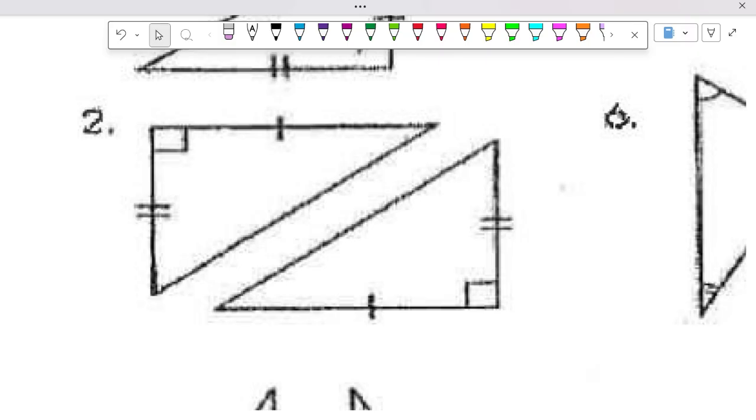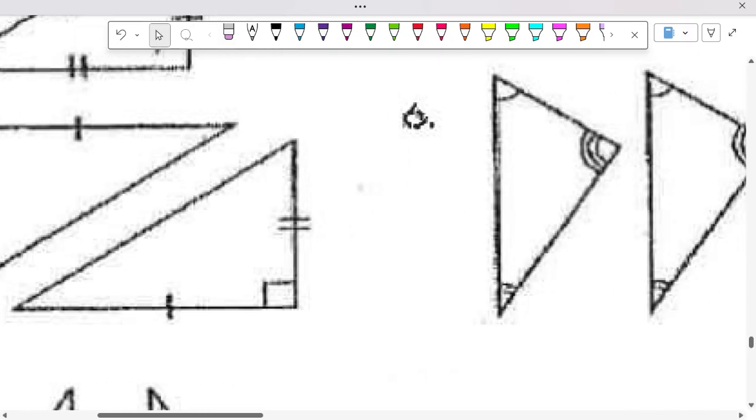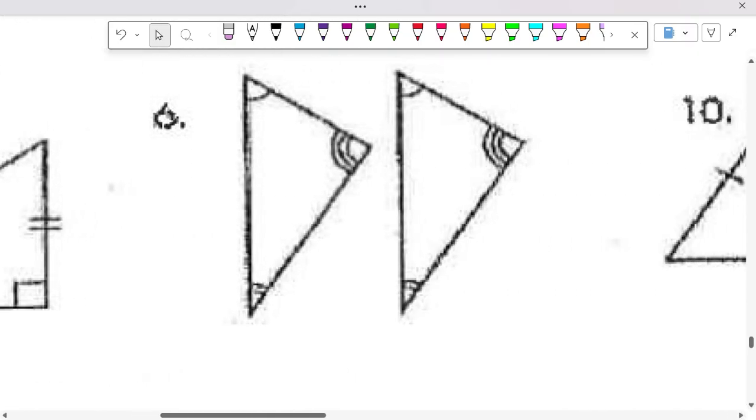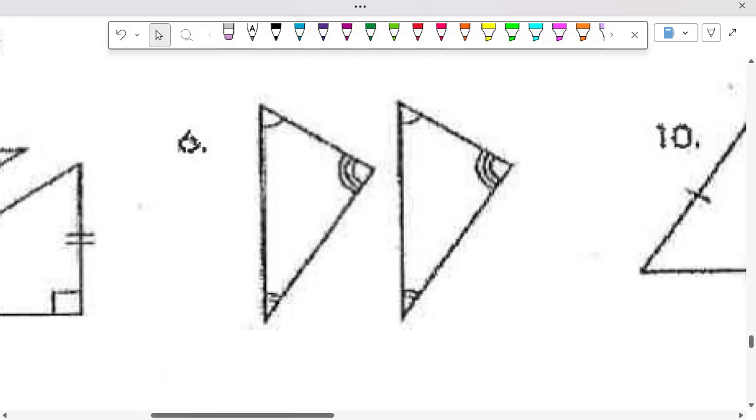But we do have 2 sides with an angle in between marked because we know 90-degree angles are congruent. So this is actually side angle side. What about number 6? So, number 6. Think about it.